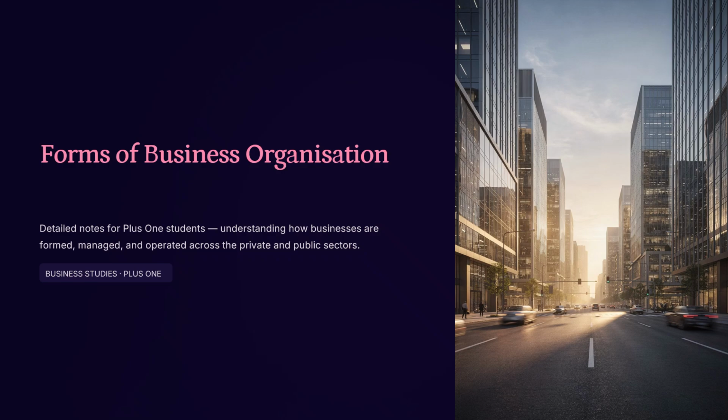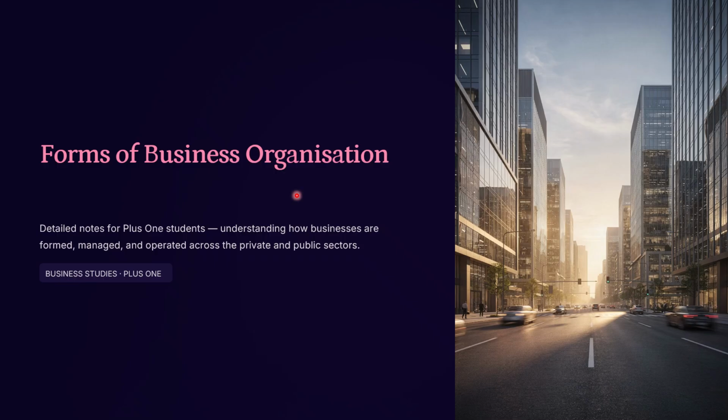In today's session, we are starting Unit 2 Forms of Business Organizations. It is one of the most important chapters in Plus 1 Business Studies. In this chapter, we will understand the different ways a business can be formed and managed. We will also learn the features, merits, and limitations of different forms of business organizations. So, let's begin. So, first is forms of business organization.